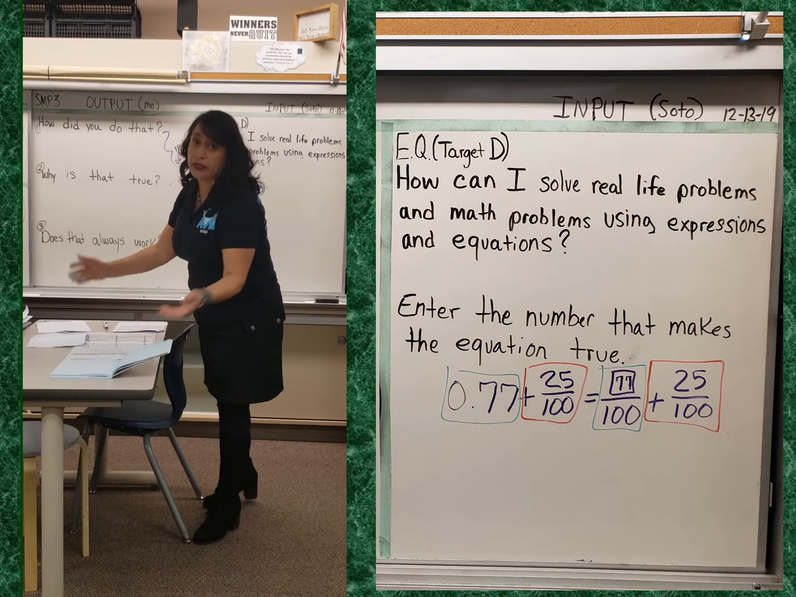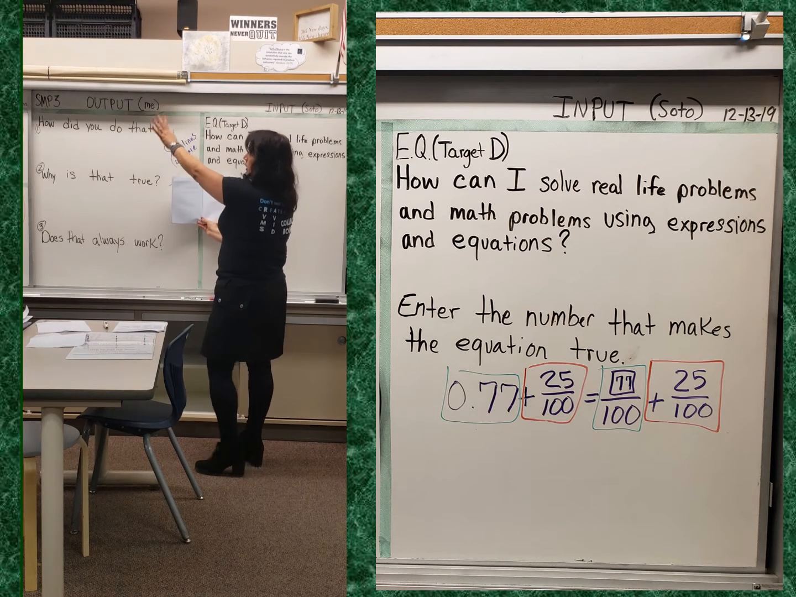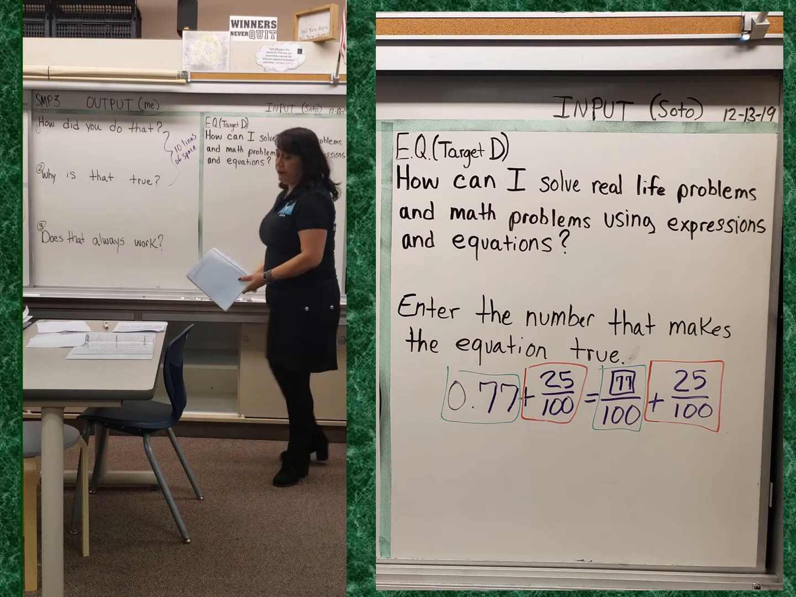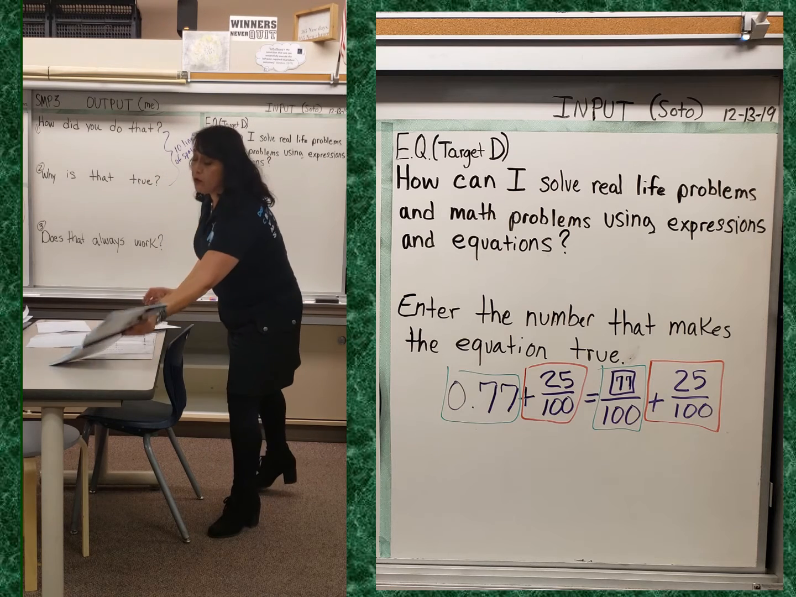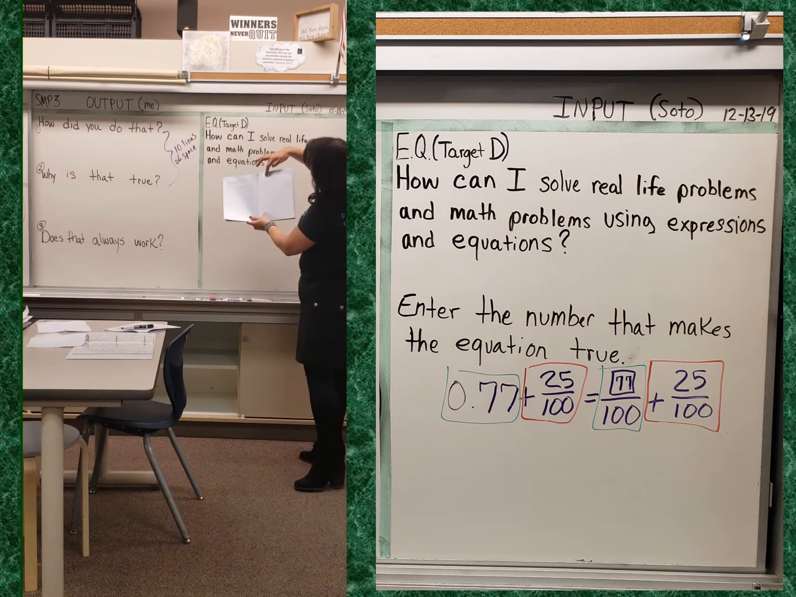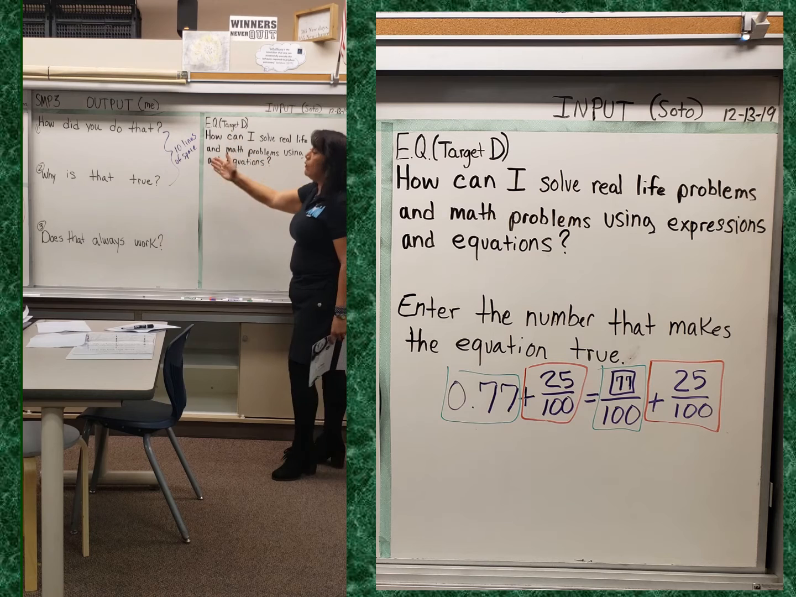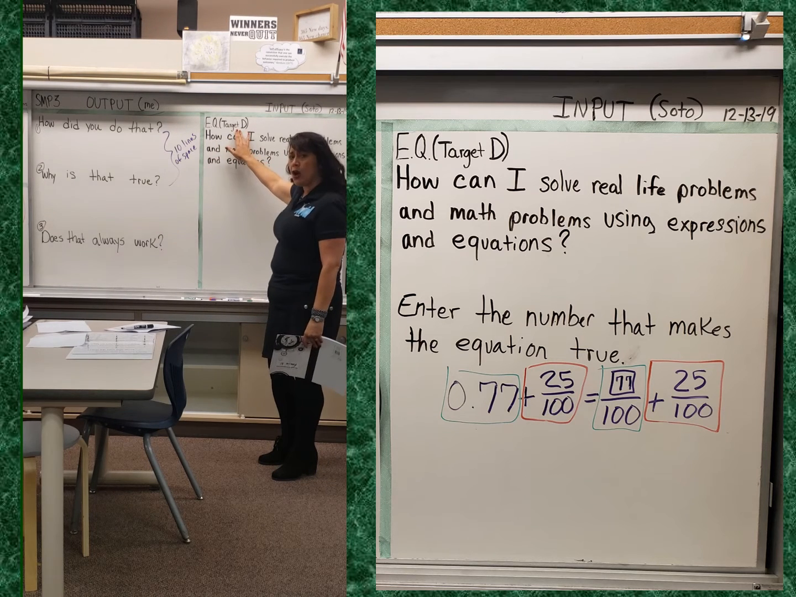We've already been doing this. We know how this goes. In your learning log, on the left side is the output side, and on the right side is the input side. So to get going, I want to let you know what you are writing on the input side at the very top. After you put input, you're going to put the new EQ, the new essential question. Before, we were still talking about expressions and equations, but we were talking about target C. Now we're going to be focusing on target D.